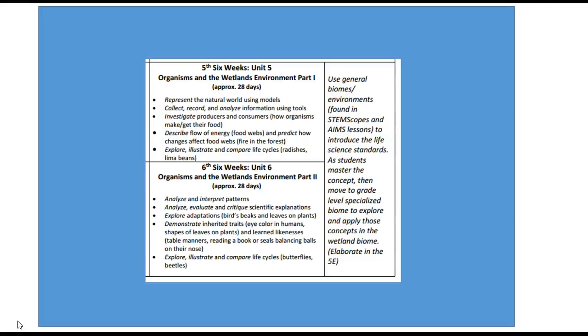I just want to point out that in the 5th 6 weeks, we have some process skills that we're going to be using, models and collecting information. Then we're going to be talking about producers and consumers, and then the flow of energy and food webs. Then we're going to be looking at life cycles, but in the 5th 6 weeks, life cycles of plants, specifically radishes and lima beans. You should have gotten notification that those seeds are in for your use when you're ready for those.